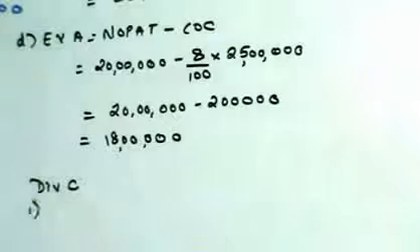Now division C seems interesting because the data given to you here is, they have neither given you sales, nor have they given you income, nor have they given you average investment. They've given you sales margin, returns on investment, and EVA. Capital turnover is not given to you. Right? Okay.